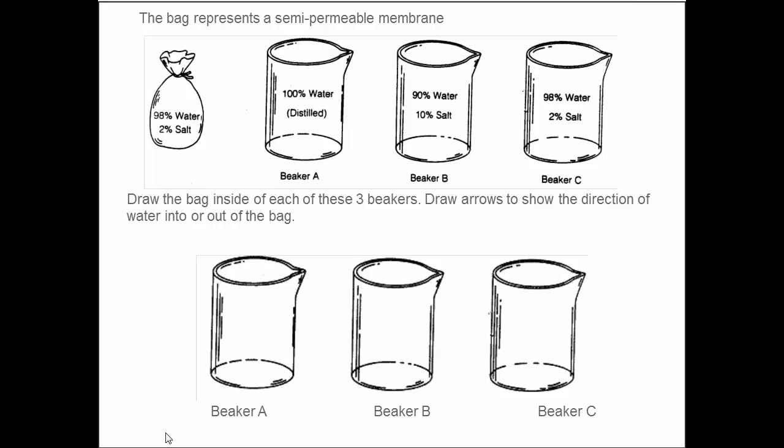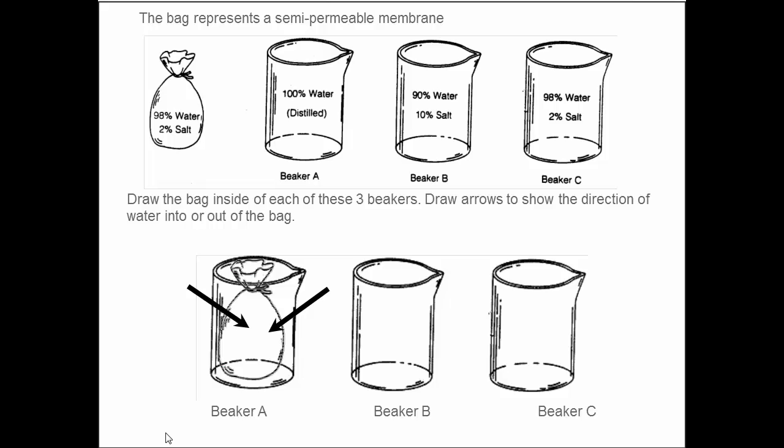Billy? The salt water stuff would be more watery. Why? Because it's 100% water and that isn't 100%. Right, so we have 100% water here. What's inside here? Salt and water, 98% water. So water would go into that sack from a high concentration in the beaker to a lower concentration in here.